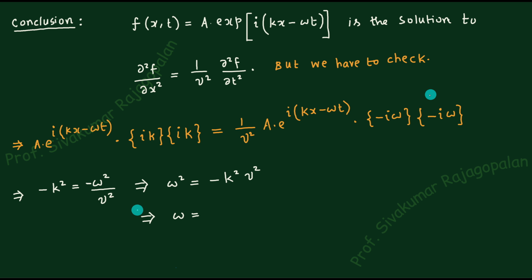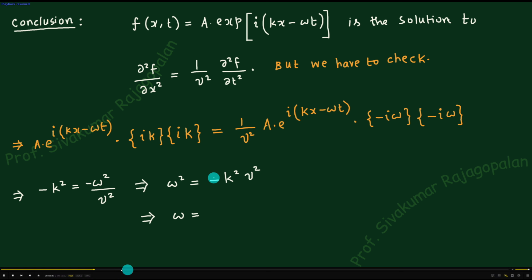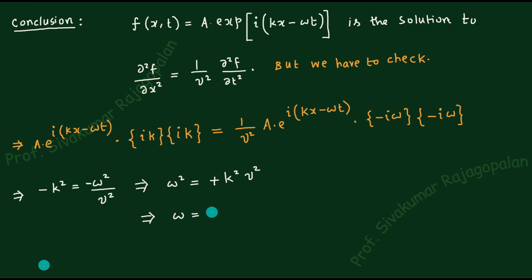Then i into i into i is i square, and i square is minus 1. That minus 1 only just now I have put. And afterwards you have omega square that is already there. So one minus was missing. So this minus has to be transferred here. Therefore this will become a plus now. Okay, that's all. Now I will take the square root.